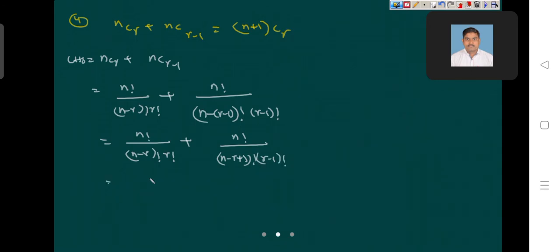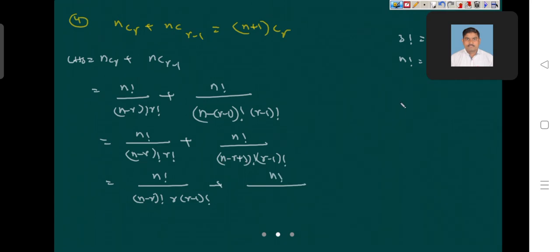Now let us simplify n factorial by (n minus r) factorial into r factorial. This r factorial I will write as r into (r minus 1) factorial. You know that 3 factorial is equal to 3 into 2 factorial, and n factorial is equal to n into (n minus 1) factorial. According to this, r factorial you can write as r into (r minus 1) factorial, plus n factorial by the second term.